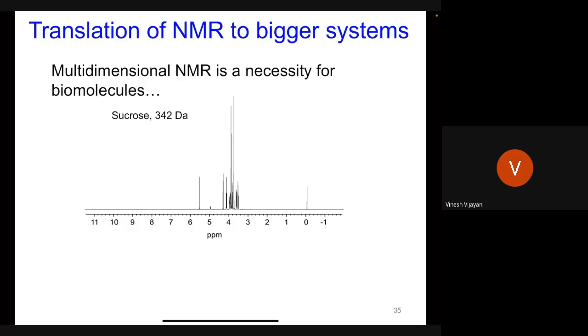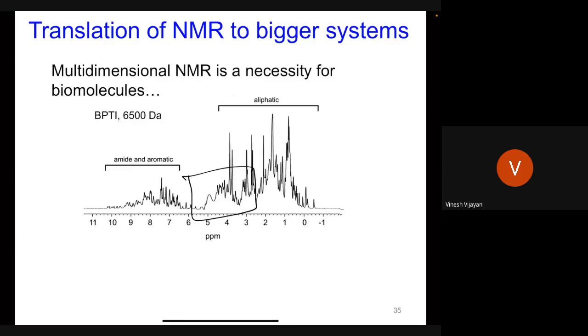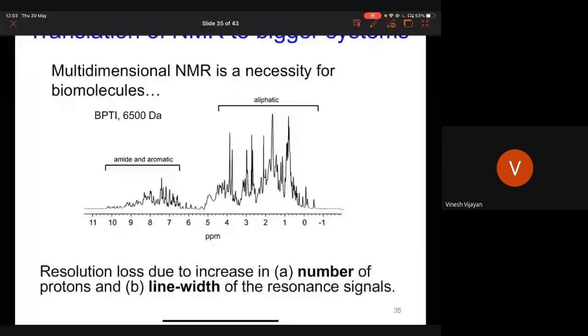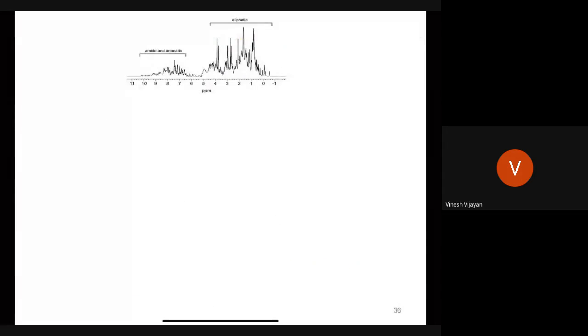Just to give a quick overview, which Jeet will be doing more, and how this is done: the chemical shifts that look very beautiful in the case of sucrose, the moment you go for a protein, end up becoming extremely crowded. And this becomes crowded due to different reasons, largely because you have more protons present, and also the lines become broader. So those two are the main reasons due to which you would have loss of sensitivity.